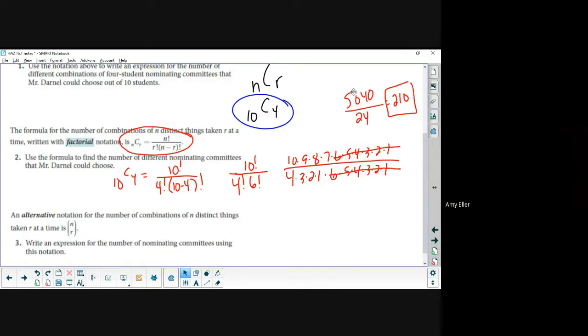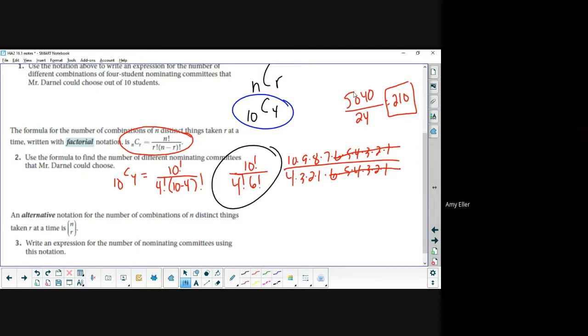Questions on doing factorial by hand. I'm not going to make you do it that way. Let's try it with our calculator and the factorial button. So type 10, hit math, and then go over to PRB. Does anybody know what PRB stands for? Probability.